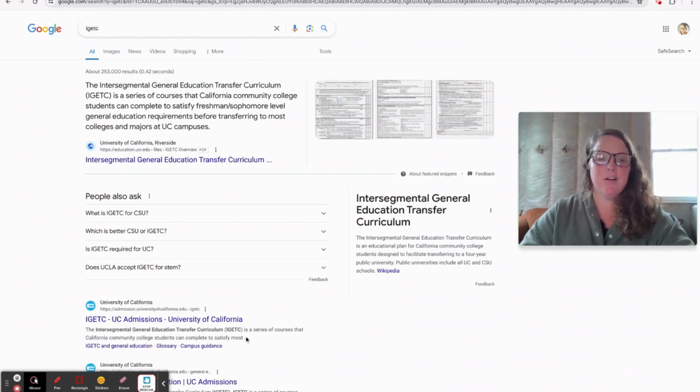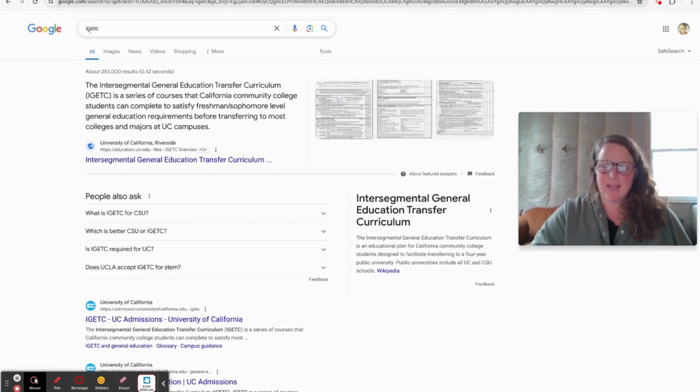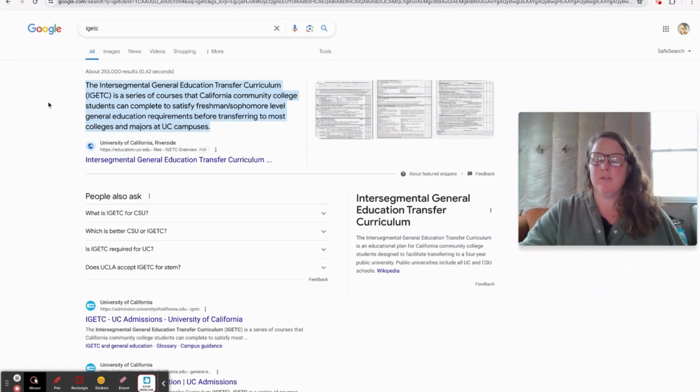Okay, so here, sorry, I've pulled up what we knew as the IGETC, and it stands for, you can just read this whole thing, the Intersegmental General Education Transfer Curriculum. It's a series of courses that California community college students can complete to satisfy freshman and sophomore level general education requirements before transferring to most colleges and majors at UC campuses. This is what I'm familiar with.